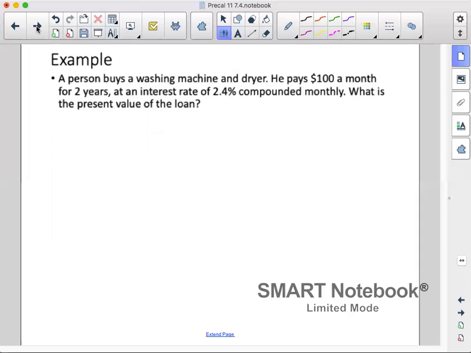So first example, a person buys a washing machine and dryer. He pays $100 a month for 2 years at an interest rate of 2.4% compounded monthly. What's the present value of the loan? Okay, so we know our R value is 100. We know our N is 2 years times 12 because it's compounded monthly, so that's 24. We know our interest rate is 0.024 divided by 12. So that would give us 0.002. And we want to know our present value.